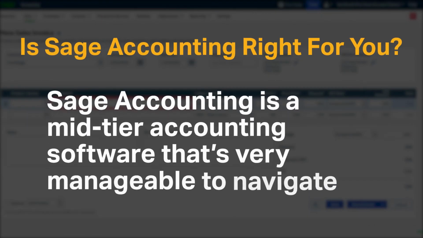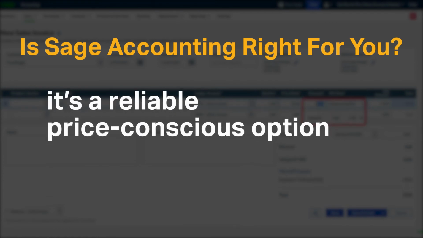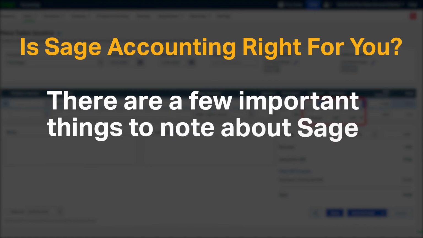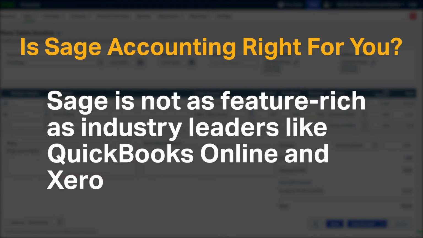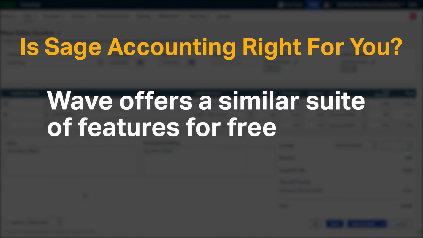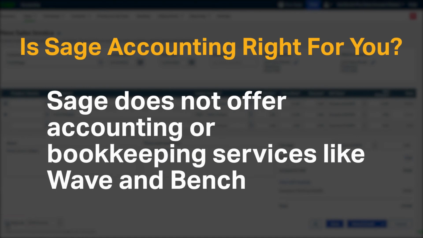Sage Accounting is a mid-tier accounting software that's very manageable to navigate. At just $10 per month, or $25 per month for unlimited users, it's a reliable price-conscious option. There are a few important things to note about Sage. Sage is not as feature-rich as industry leaders like QuickBooks Online and Xero. Wave offers a similar suite of features for free, and Sage does not offer accounting or bookkeeping services like Wave and Bench.